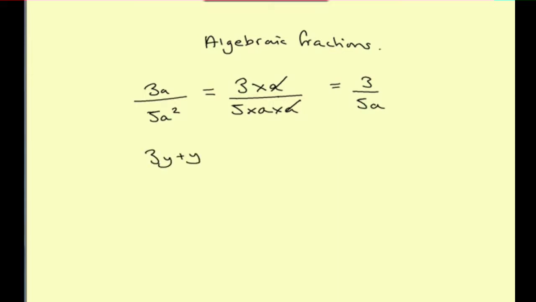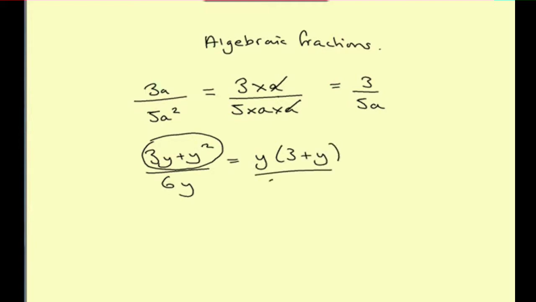3y plus y squared all over 6y. Now this is a little bit different. We have to factorise on the top first before we can simplify, because on the top here we have a complete algebraic expression, which is 3y plus y squared. It's not a standalone term. So if we factorise, we get y brackets 3 plus y on the top all over 6y. Now what we do is simply cancel the y's, so we're left with 3 plus y all over 6.